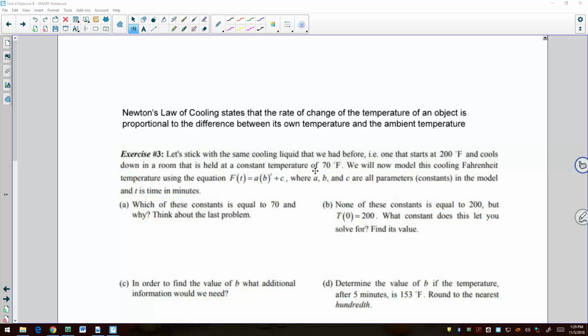Today's video will be on lesson 4.14, which is on Newton's law of cooling. Now you do not actually have to know Newton's law of cooling. We are just using it in this unit because it deals with variables being in the exponent spot, which we are going to need logs to solve for.